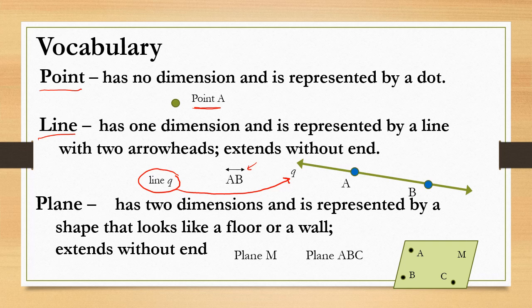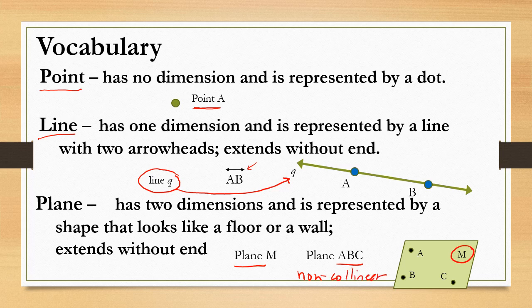A plane has 2 dimensions and is represented by a shape that looks like a floor or a wall. A plane extends in all directions without end, and when we talk about a plane, you can use a single letter to name that plane, and it's always preceded by the word plane. That single letter is not associated with a point on the plane, and it's usually found in one of the corners. Or you can pick any 3 points on the plane as long as these points are non-collinear.